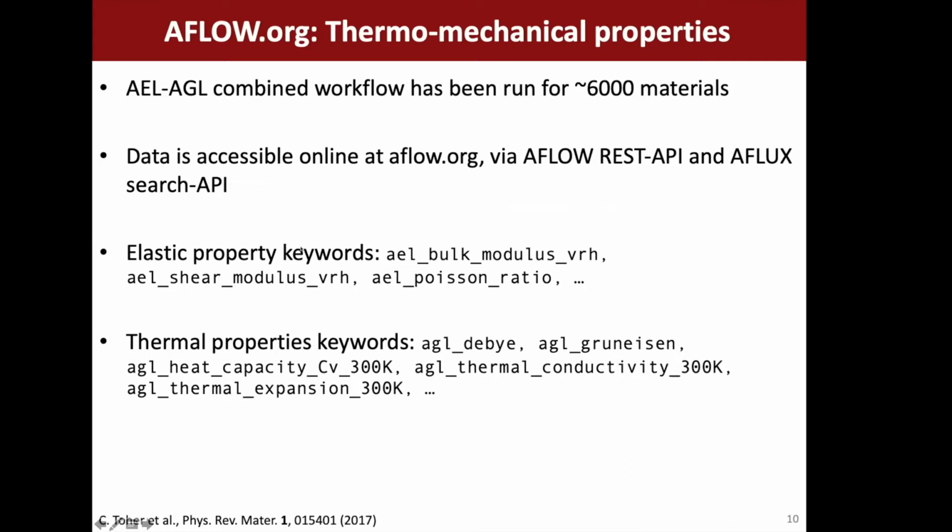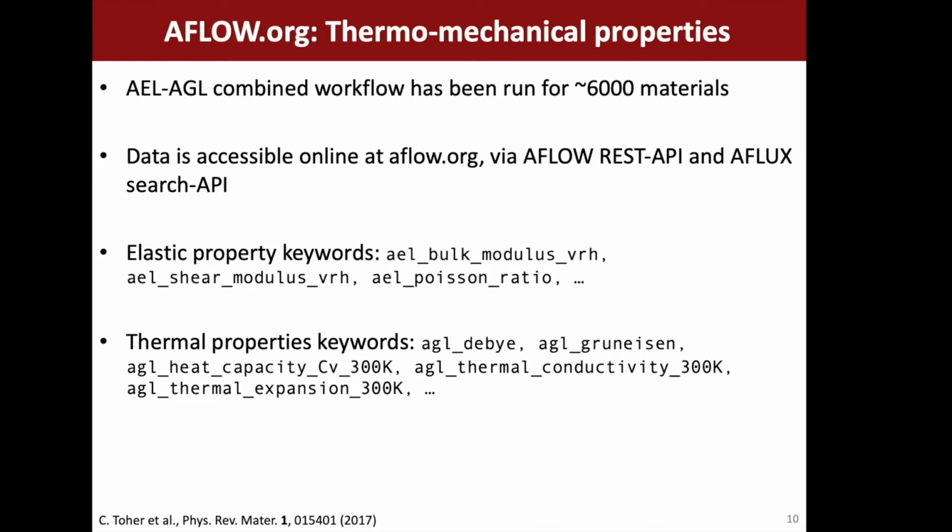So here are some of the relevant keywords. You've got AEL_bulk_modulus_VRH, AEL_shear_modulus_VRH, and then for the thermal properties, you've got things like AGL_Debye, AGL_Grüneisen, etc. And Dr. Estes, I think, is going to do some examples using the AFLOW search API to find materials with specific properties, like finding the material with the highest bulk modulus, or these kinds of things, which you can do with our database.